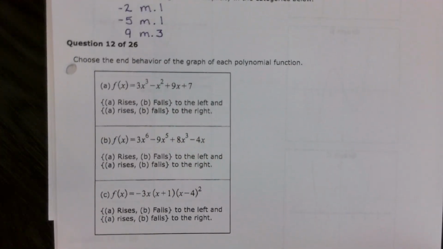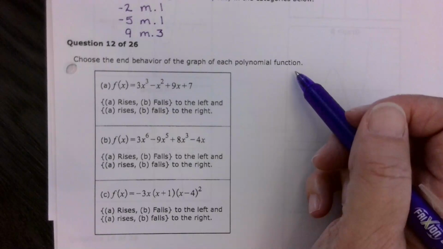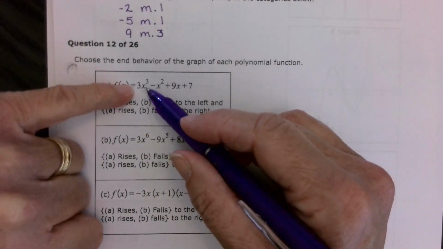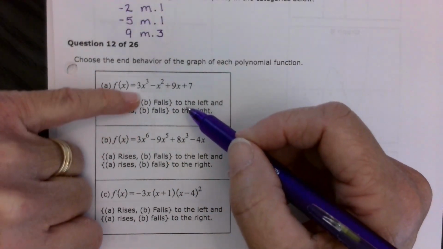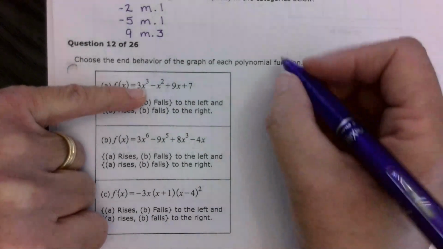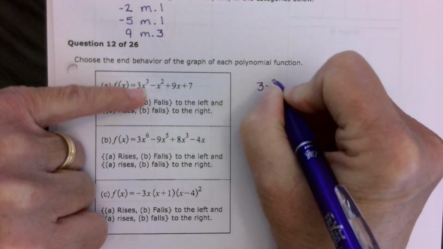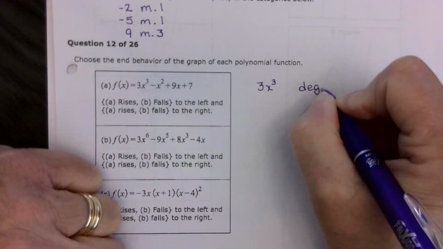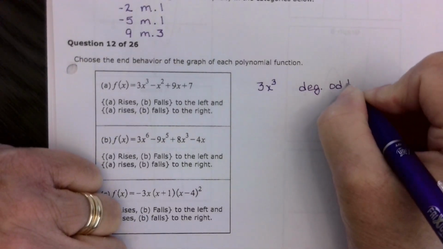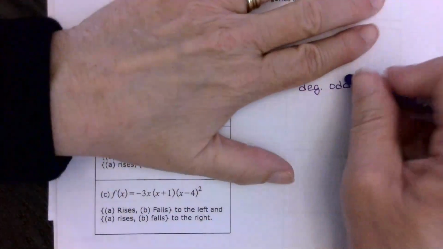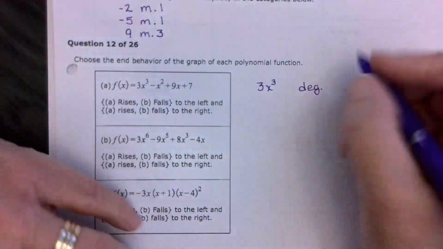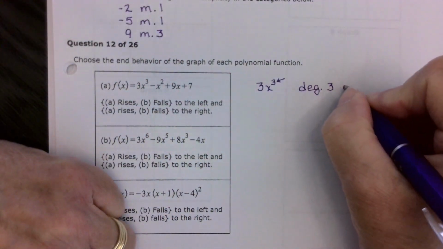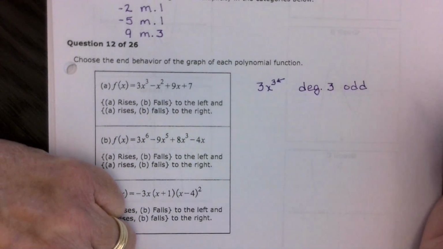All right, choose the end behaviors of the graph for each polynomial function. All right, so right here, first of all, everything comes from the degree. So what we're going to deal with in this one is 3x to the third, the one with the highest degree, the highest exponent. The degree is 3, so it's odd. Not that we have to have the 3, but the degree comes from here. So it is odd. That means they go different directions.